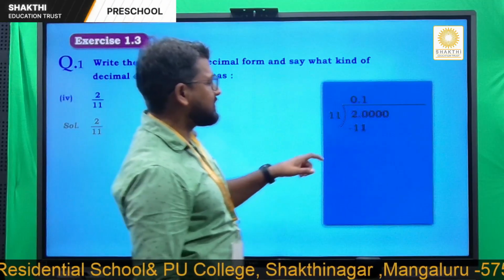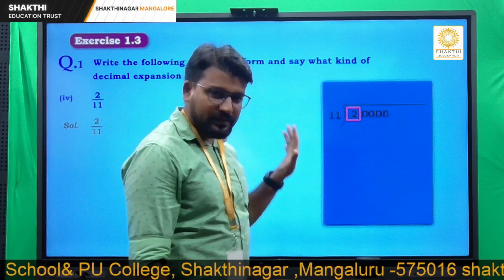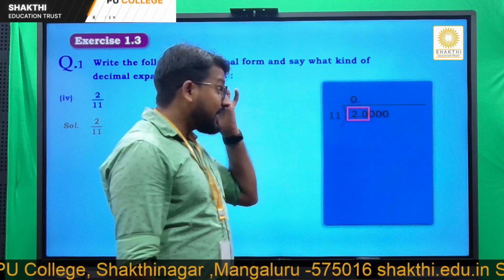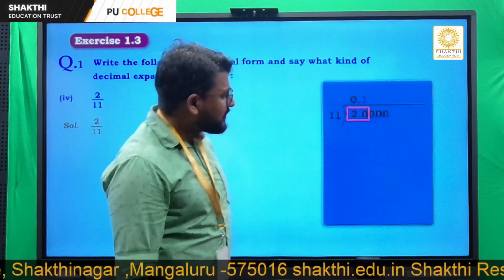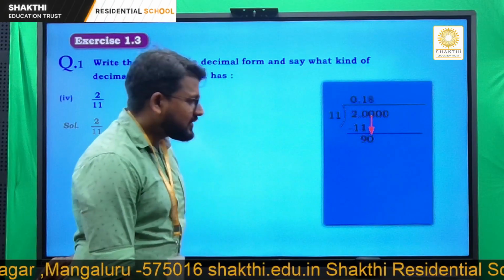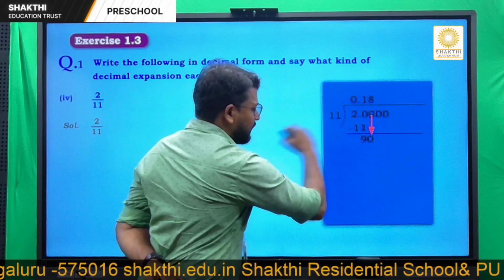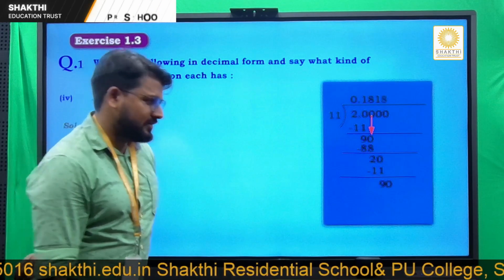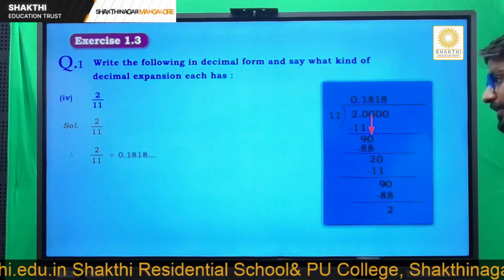Let me start from the beginning. 2 is smaller than 11, so we put a decimal point with a 0. We'll take 20. 20 is bigger than 11, so we write 11 ones are 11. So 20 minus 11 will be 9. Then we take this down, it will become 90. Now again 90 in the 11's table. 11 8s are 88. Sorry, yes. This thing continues.